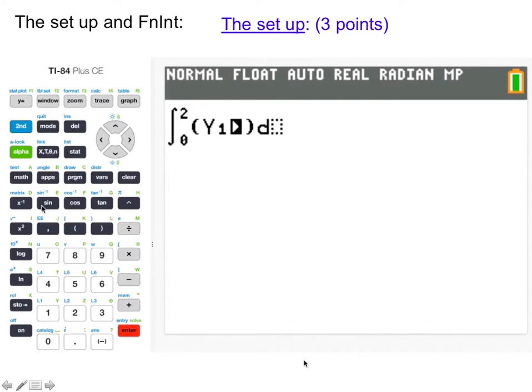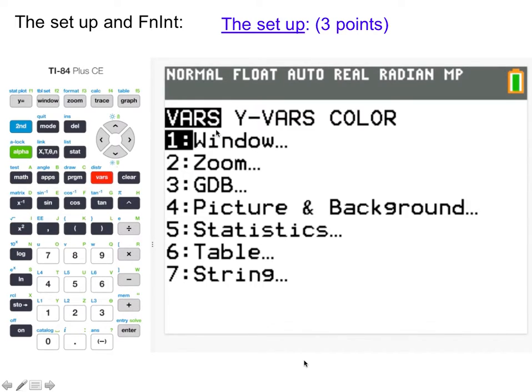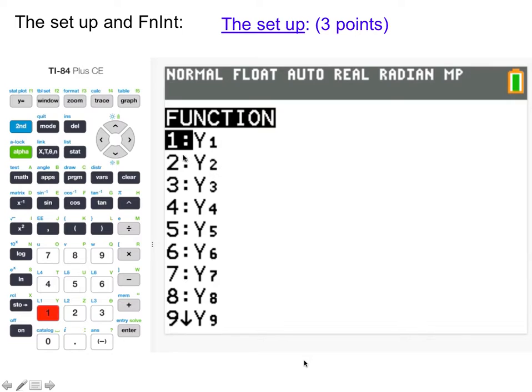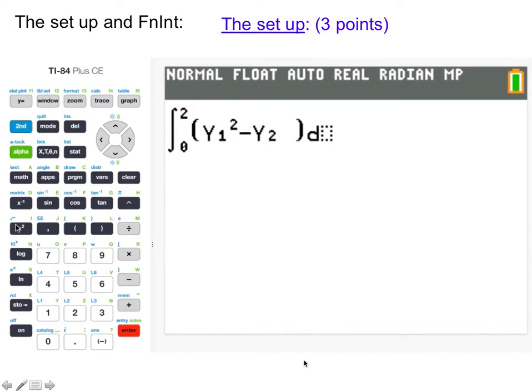And I'm going to square it. And then I'm going to subtract the little r, so I have to go back into vars again and grab y2. And then I'm going to square that. And so that gets a much cleaner look on your calculator screen. You don't have to worry so much about all those brackets and stuff. And then I put in my dummy variable dx and then hit enter.